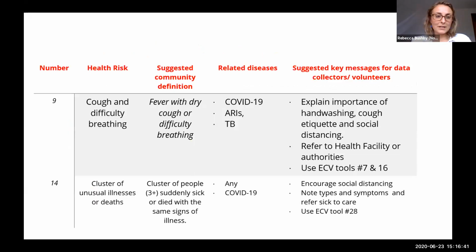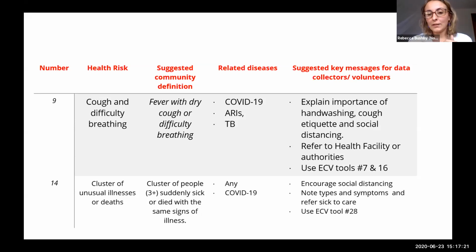Since we're in COVID times, and this webinar is very much on CBS and COVID, I wanted to just mention that CBS in the Red Cross, Red Crescent movement has some defined health risks that you report on. So Federation programs, Norwegian Red Cross programs, etc., will all use the same list of health risks. And in the context of COVID-19, there are two health risks you can use. For the Norwegian Red Cross, we use number 9. So we use fever, dry cough, and difficulty breathing. That's what the volunteers are trained on.